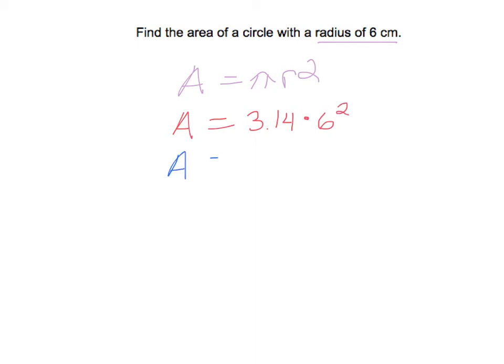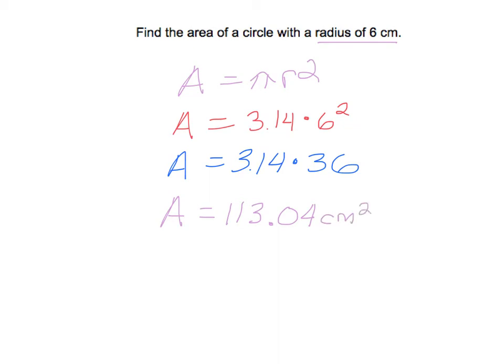So now I just recopy 3.14. Because we do exponents first, we will do 6 squared. 6 squared is 6 times 6, which is 36. Then from there, we are going to multiply pi times 36. So the area would be 113.04 centimeters squared. So that is how you find it. Really got to pay attention when you're doing the squaring. It's not 6 times 2, it's 6 times 6, which gives you 36.